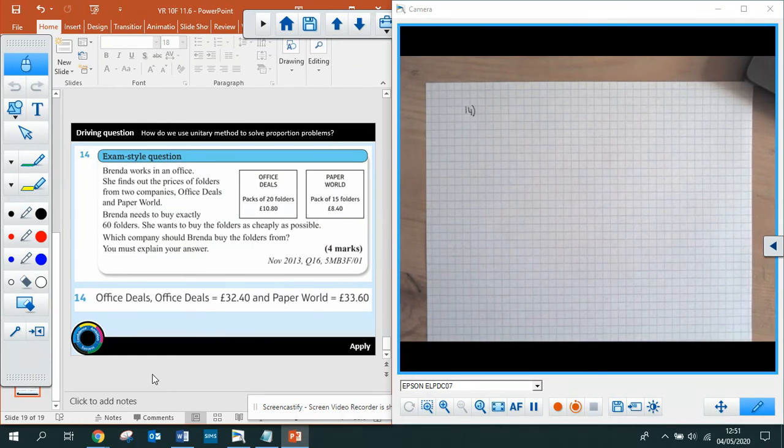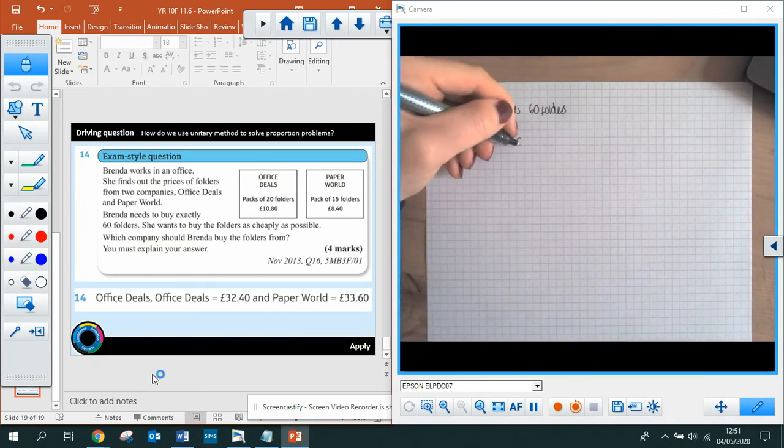Okay? So she wants to buy 60. So important information. She needs 60 folders. And she wants to pay as little as possible, right? But she wants to buy exactly 60 folders, no more. So we need to work out what the cost is for 60 folders at each of the two shops.